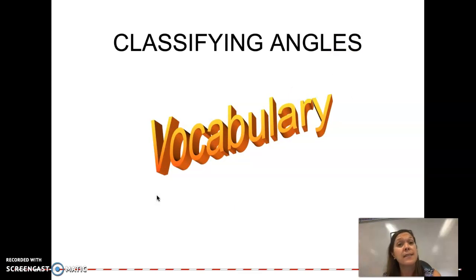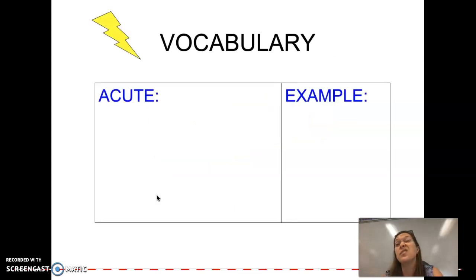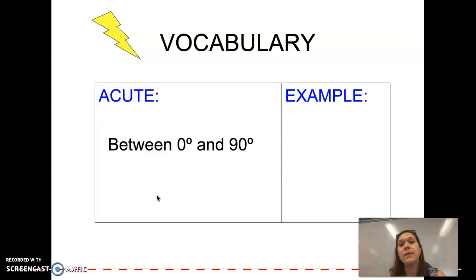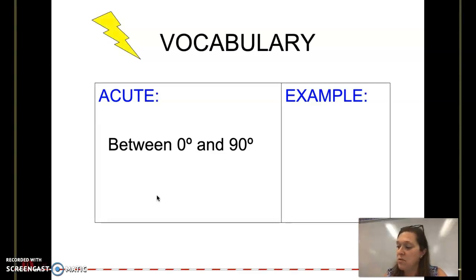Now let's get to classifying angles. These should not be new definitions to you, but let's quickly go over them to get them from the back of our brains. If I have an acute angle, that means I'm going to have some type of angle that measures between 0 degrees and 90 degrees. So here's an example of an acute angle. There we go. That one looks like it's less than 90 degrees and more than 0.